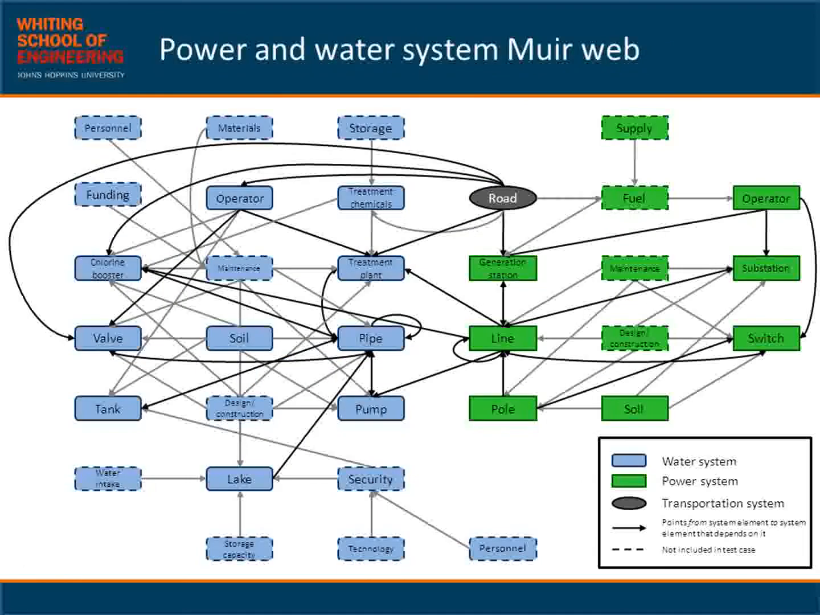I developed a full mirror web for the infrastructure systems shown in the previous slide, consisting of the water, power, and transportation systems. Dependencies between system elements are represented by arrows pointing from a given system element to an element which depends on it. For example, an arrow points from line to treatment plant because the treatment plant requires power lines to supply electricity. The dashed lines here represent elements not explicitly considered in our case study.